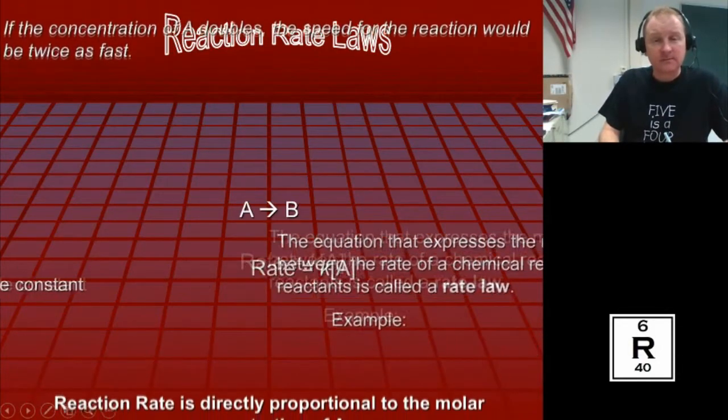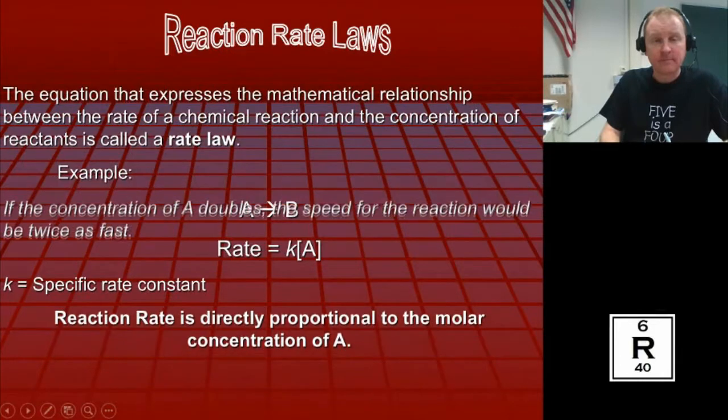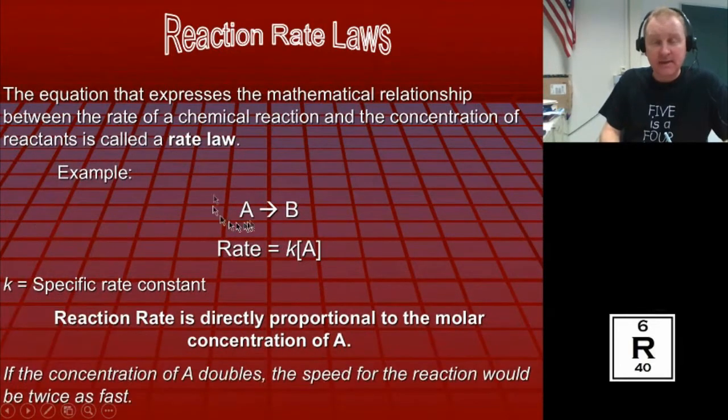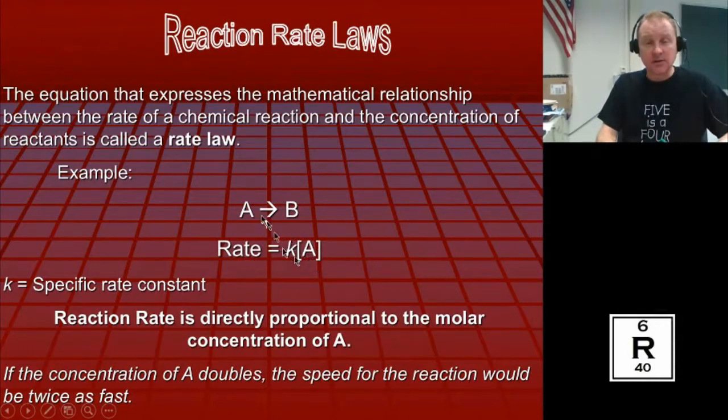For example, in the simplest reaction I can think of, hypothetically, we have A turning into B. We have this reactant turning into this product. The rate law will always be expressed in a format like this. It'll always be the rate of the reaction, how fast the reaction's going, will be equal to a constant, K, times the concentration of A.